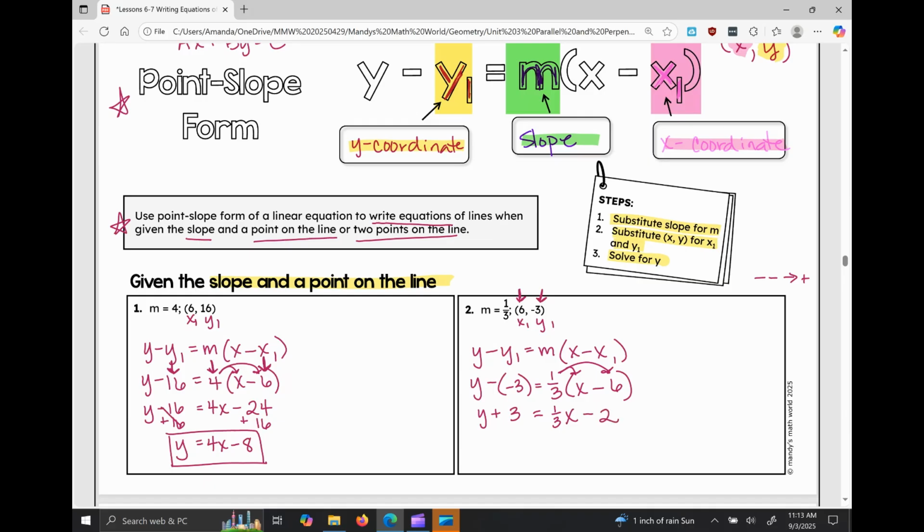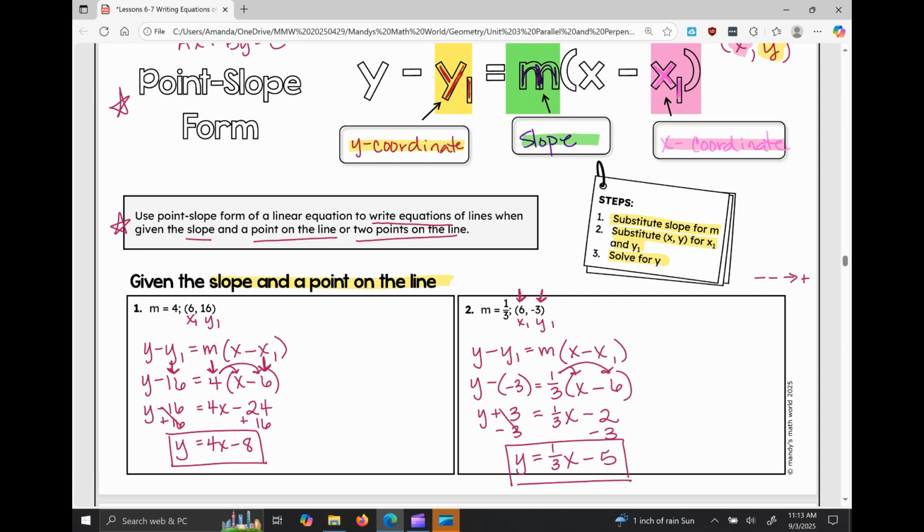And now I'm trying to get y all by itself, so I'm going to subtract 3 from both sides. And remember, you can only subtract it from the term that it is alike with, right? -3 is not a like term with 1/3 x, so I'm going to subtract it from -2. y equals 1/3 x, -2 and -3 makes -5. And that's the equation of the line.